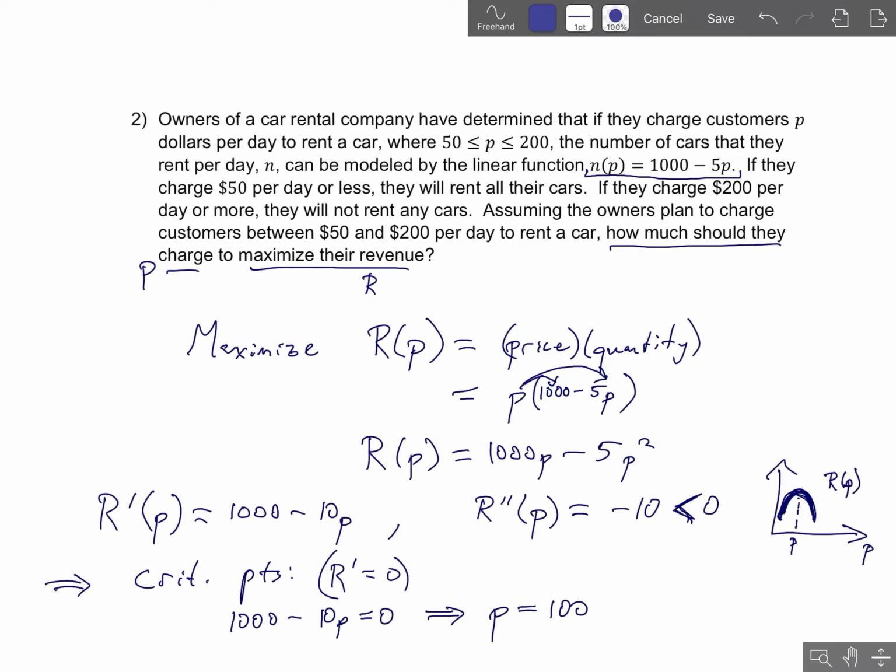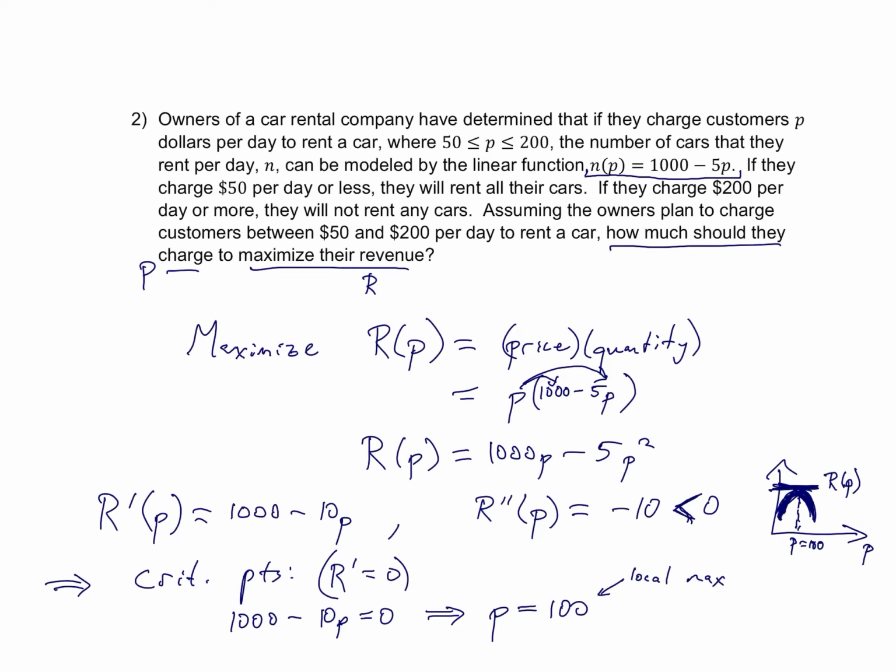And as we've already seen, because the concavity is downward, we're looking at a picture like this, where the critical point that we just found, which is 100, is sitting here at a critical value with negative concavity, and therefore we're looking at a local max. So this represents a local max.